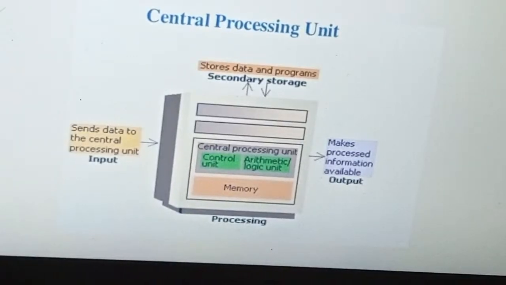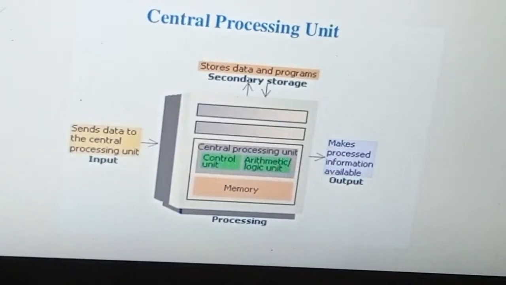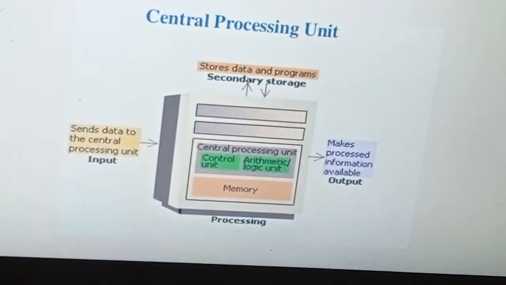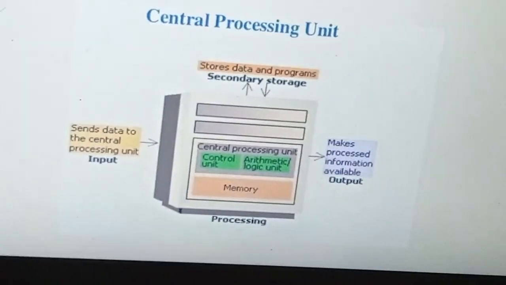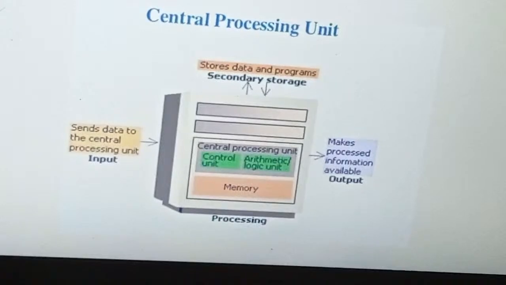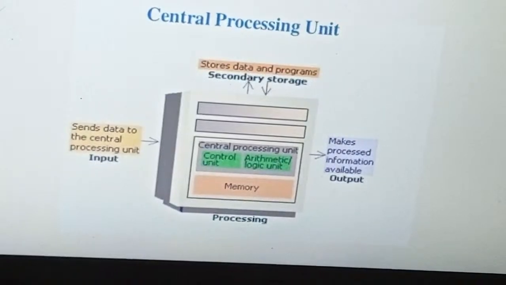Coming to webcam, it receives images generated by whatever it is pointed at and sends those images to the computer. This is about input devices.